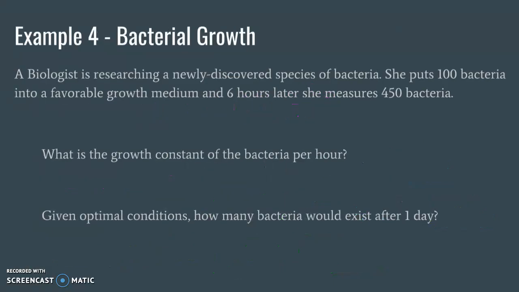So in this fourth example, we're examining bacterial growth, which always happens at a continuous rate. So we're going to have to use this equation: A equals P e to the rt. In this scenario specifically, a scientist discovers that the 100 bacteria she started with, 6 hours later ends up being 450 bacteria. And she wants to calculate what the growth constant is for this bacteria. What is that growth rate?